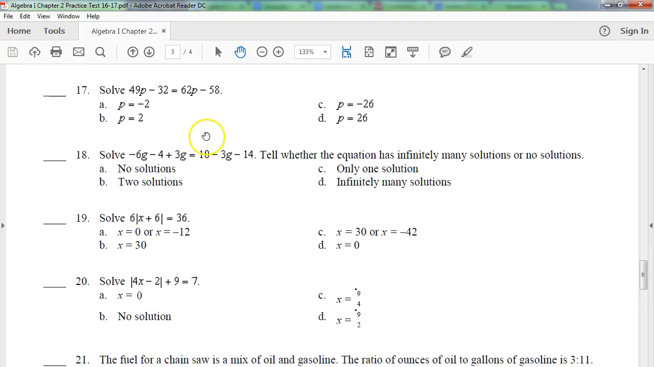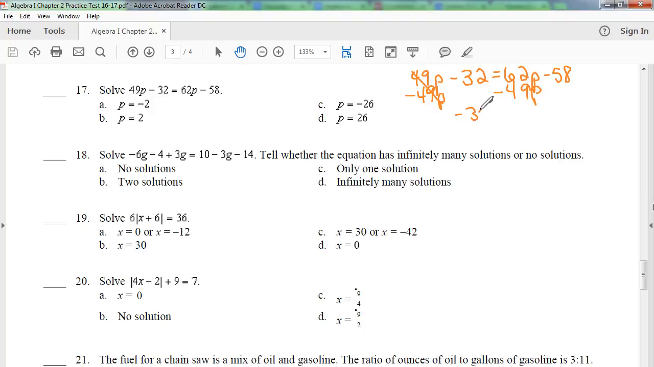Number 17 has variables on both sides of the equation. So we need to start by creating a variable side and a number side. And I've always talked about moving the variable that has a coefficient that is smaller, just because smaller things are easier to move. So do we want to move 49p or 62p? I would choose the smaller one, 49p. That's 49p. And we'll do that by subtracting it from both sides.